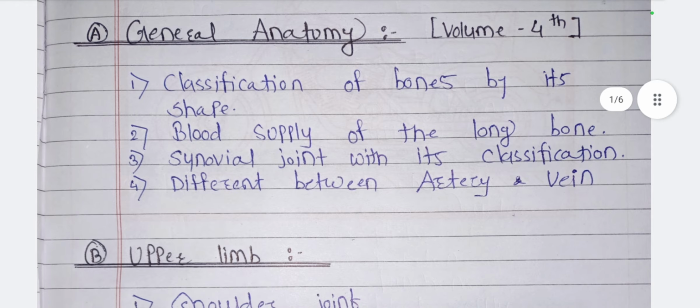That's the classification of bones according to its shape, then blood supply of the long bone, synovial joint with its classification, and then difference between arteries and veins.